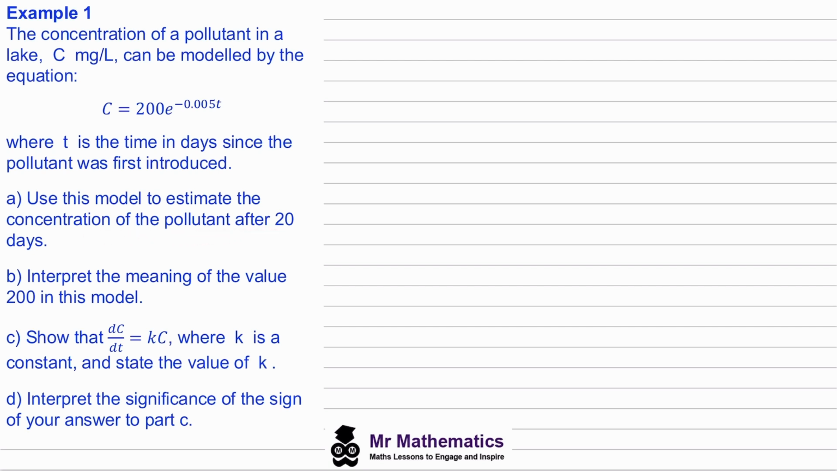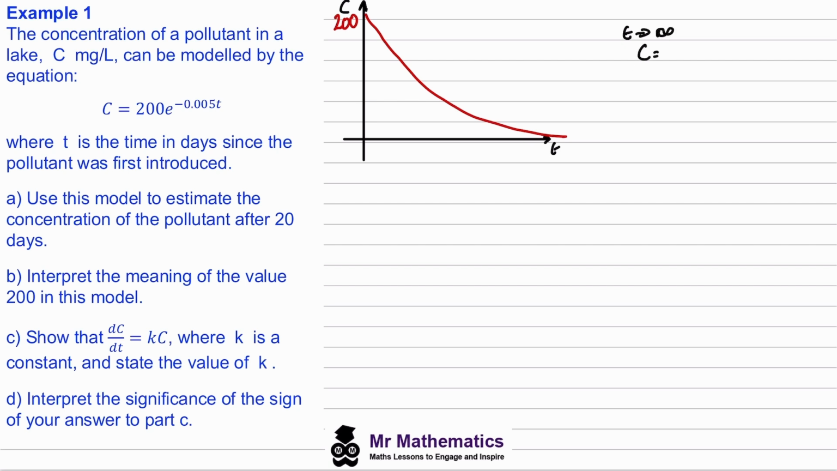So with questions like this, I find it really helpful to sketch a graph of this model. We know that the time will start at 0, so it won't be negative, and that when time equals 0, this power, negative 0.005t, becomes 0. So this becomes 200 times 1. So 200 is our initial concentration.